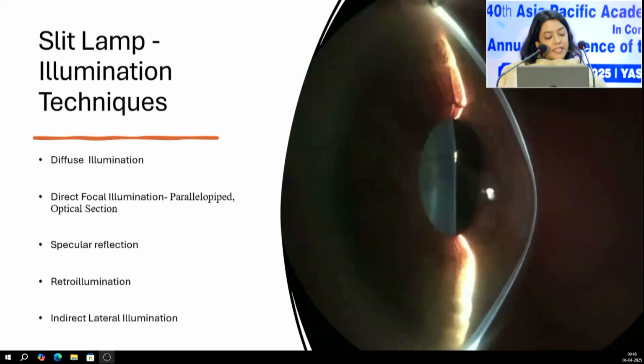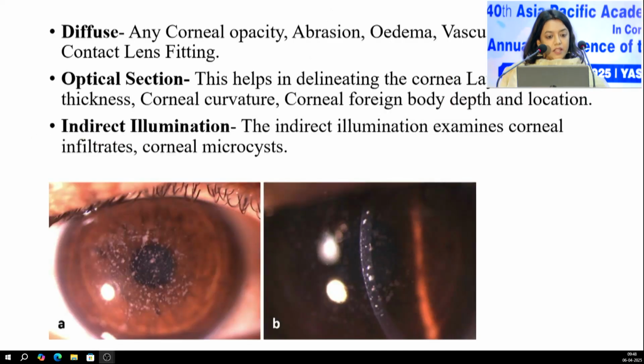In slit lamp, we can use various illumination techniques, and mastering all these illumination techniques is very important for a detailed corneal examination. Diffuse is used for any gross abnormality and contact lens fitting. Optical section is very important for delineating the various corneal layers, the depth of dystrophy deposition, corneal foreign body, corneal curvature, and thinning.